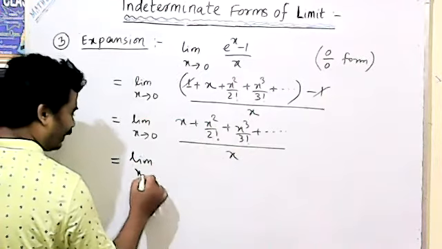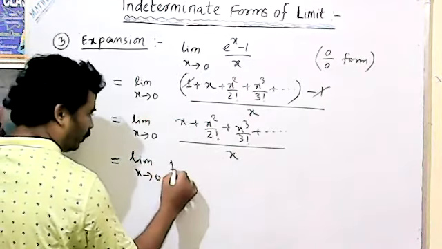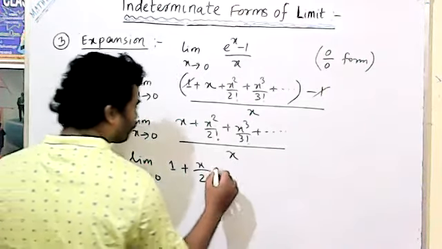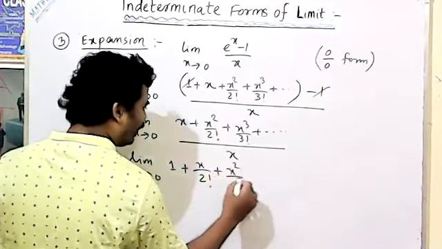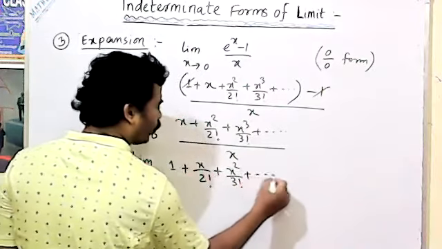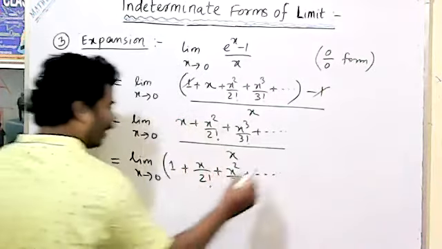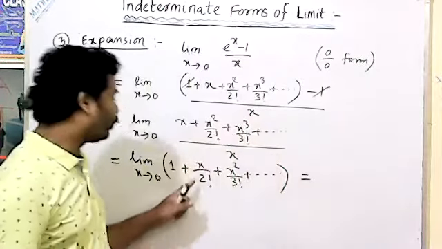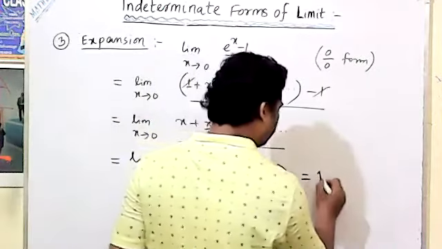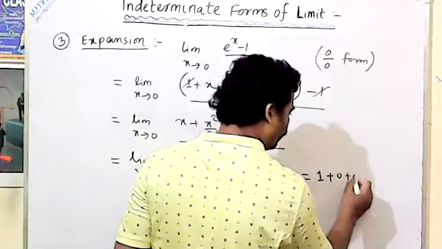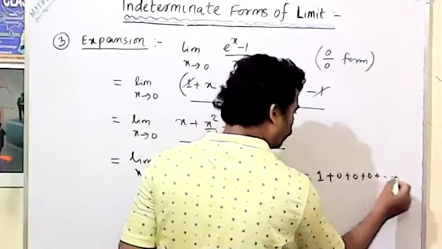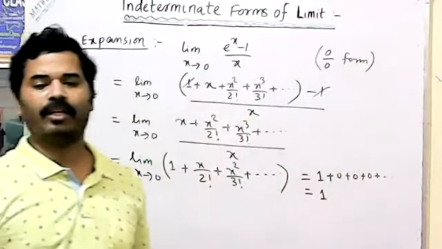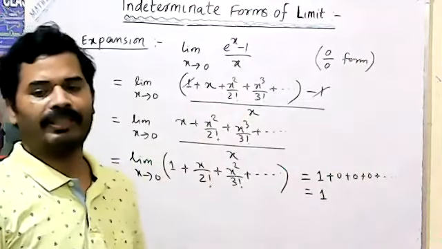Here limit x tends to 0 of 1 plus x by 2 factorial plus x square by 3 factorial plus dot dot dot. That means after this, you put the x value as 0. So what value comes? 1 plus 0 plus 0 plus 0 dot dot dot, which means this is equal to 1. This is the method of expansion.